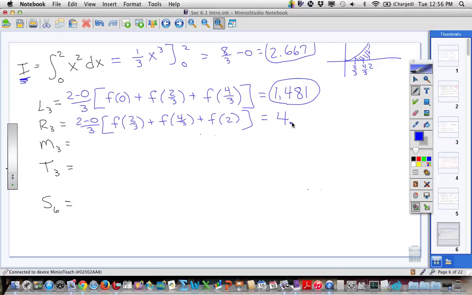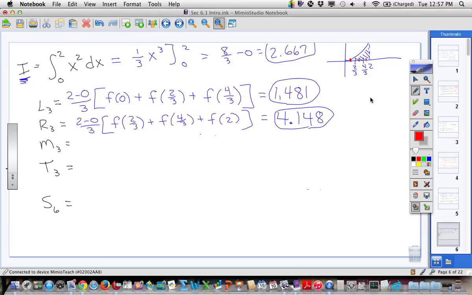Right? So having that f notation, having that in there, it saves us a little time. 4.148. Way too much, which of course we knew it would be too much because it's increasing, and so rights are going to be an over approximation. Okay? Now, what about our midpoint? Well, I'm going to go into my little graph picture here, and I'm going to put in my midpoints in red here. Okay? So we got midpoints now.